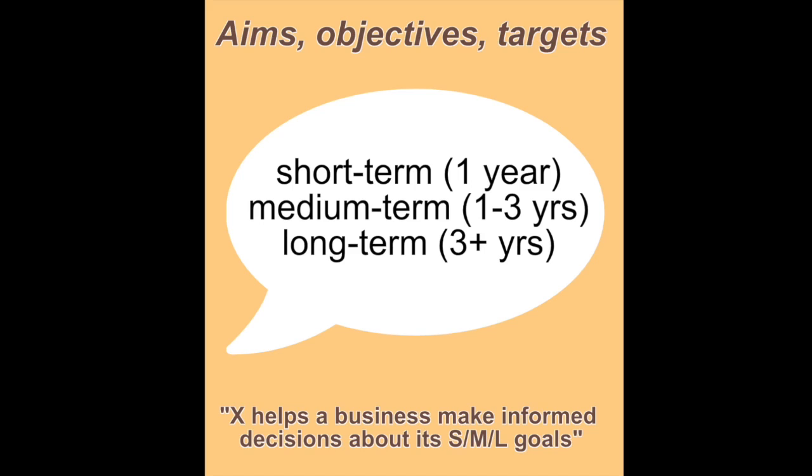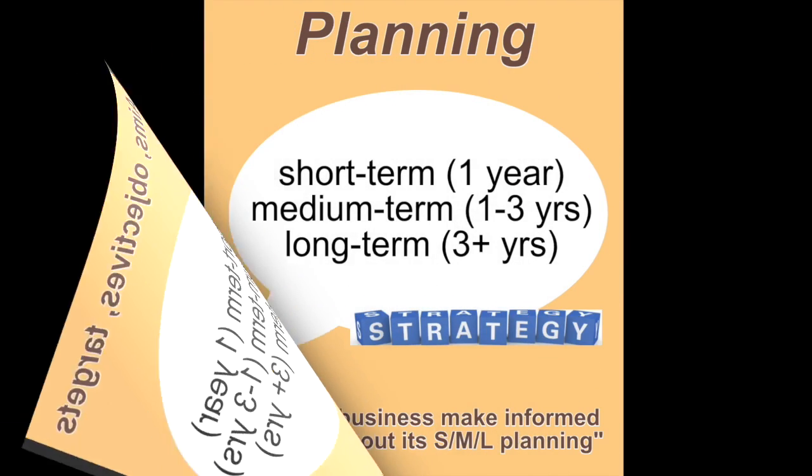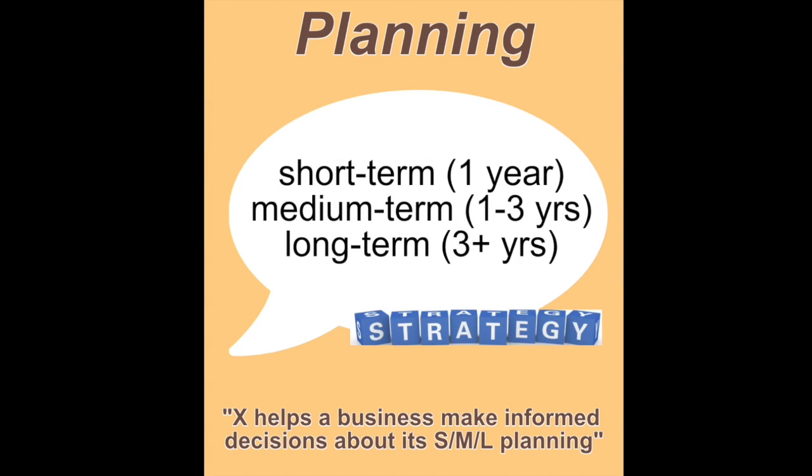So you could say, for example, market research helps a business make informed decisions about its short and medium term goals. Just an example for you. Linked to that is planning. You could say, market research helps a business make informed decisions about its short term or its medium term planning. So whenever you use planning, you can put short term, medium term or long term in front of it.